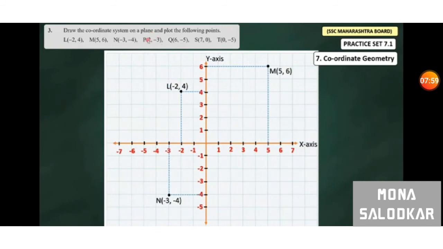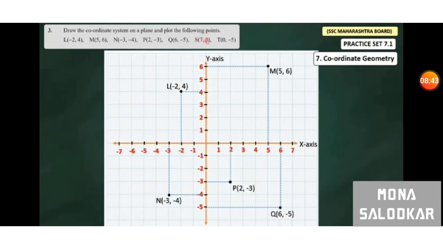Now next point is P. 2, minus 3. Plus minus means fourth quadrant. So see the x coordinate is 2 and y coordinate is minus 3. So see here, 2 and minus 3. Draw the perpendicular lines and both the lines meet at that point. That point is your P, 2, minus 3. Now see the next point, that is 6, minus 5, Q. 6 is on x-axis positive and 5, minus 5 means negative. So plus minus means it lies in fourth quadrant. Draw the perpendiculars and you get the point Q.